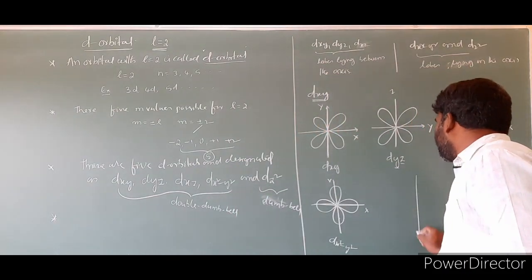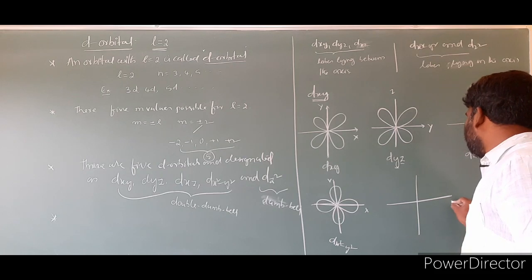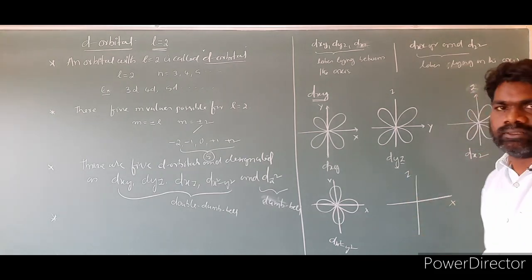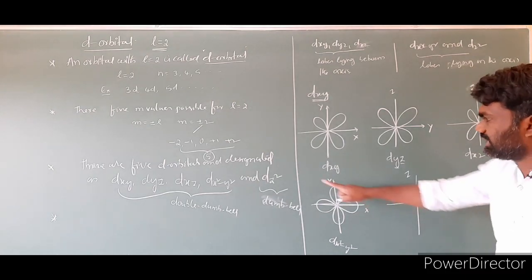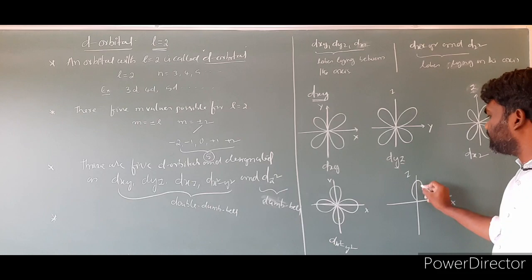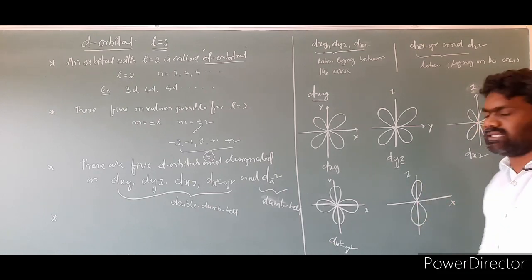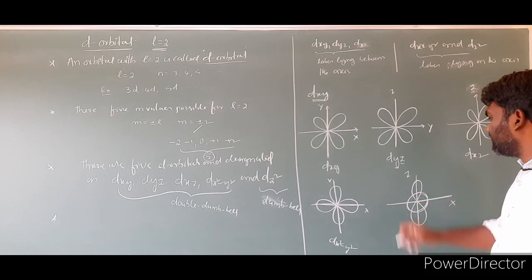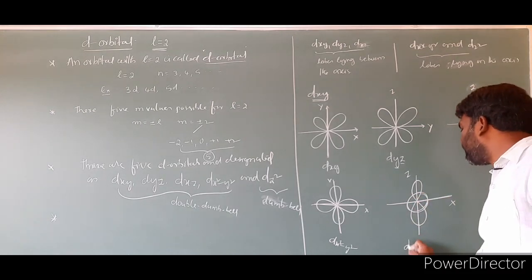The last one we have is dz square. This x I am taking, and this I am taking is z. The dz square orbital: only one axis we have to take. These two total lobes will be present on the z axis itself. So these are the lobes, and another I am drawing like this. This is the dz square orbital.